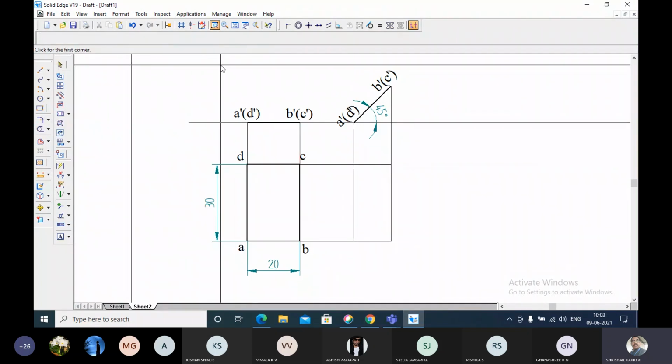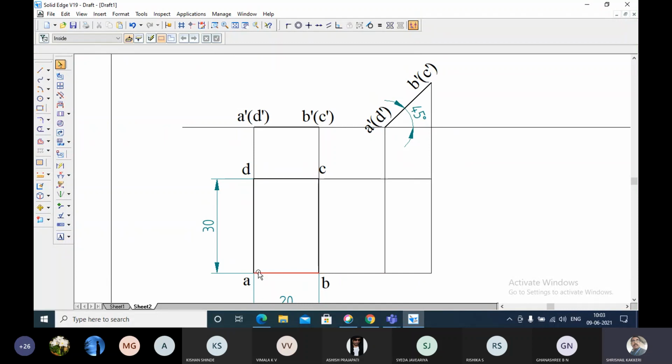Now let me concentrate on this portion only, and line from A and B are lying on the same line. Line from A and line from A. This is point A. And line from B and line from B. This is point B. And line from C and line from C. This is point C. And similarly, line from D and line from D. This is point D.